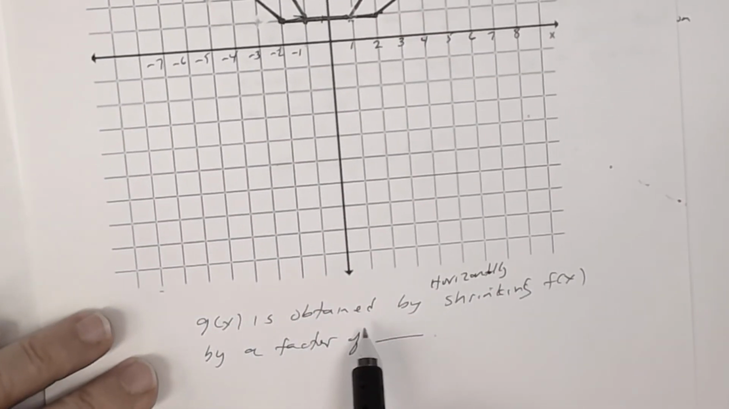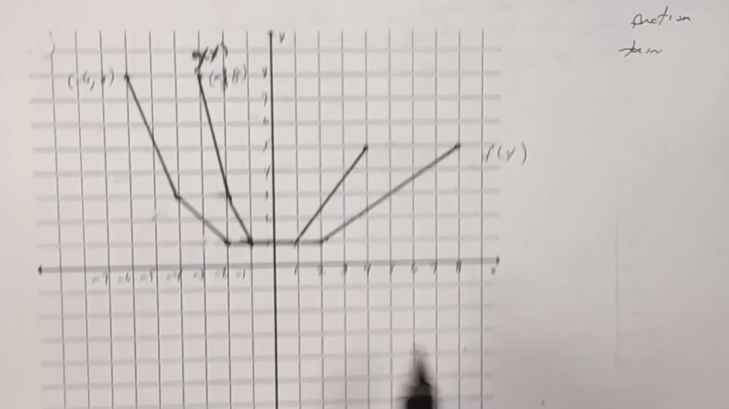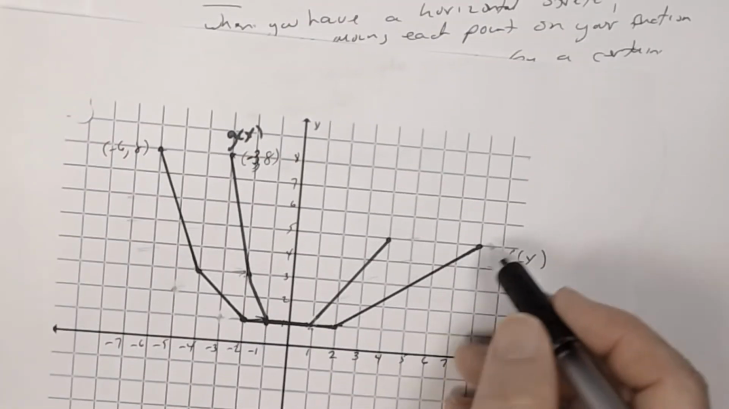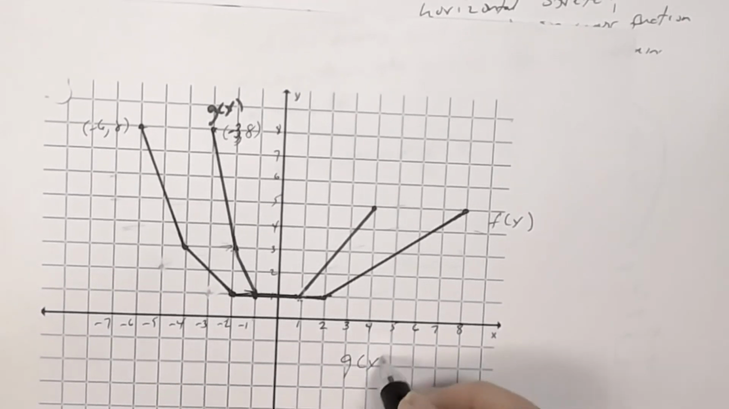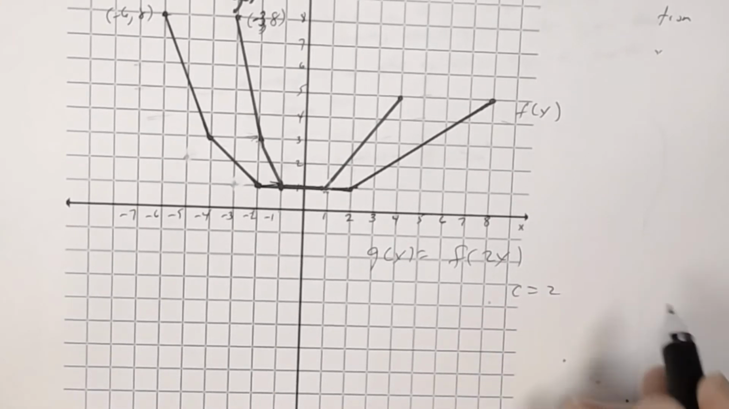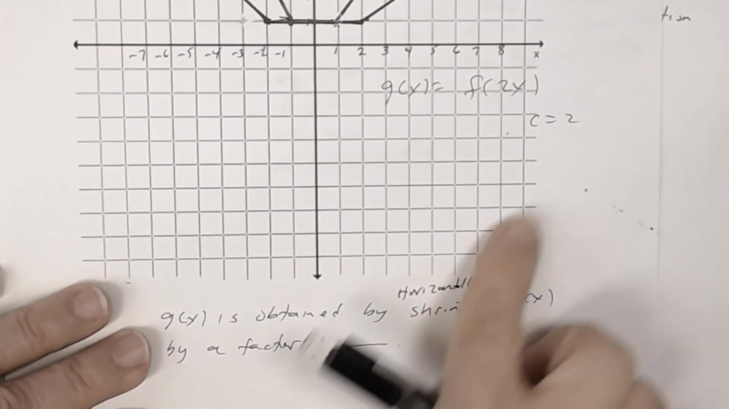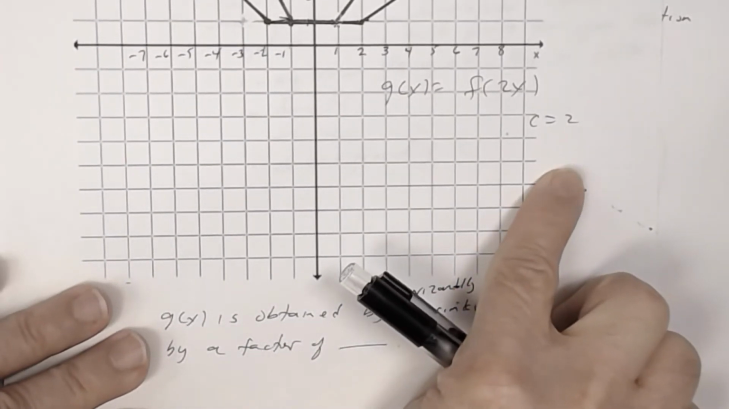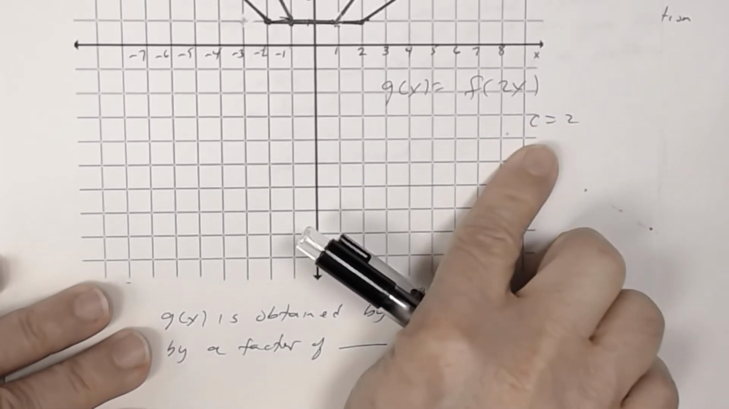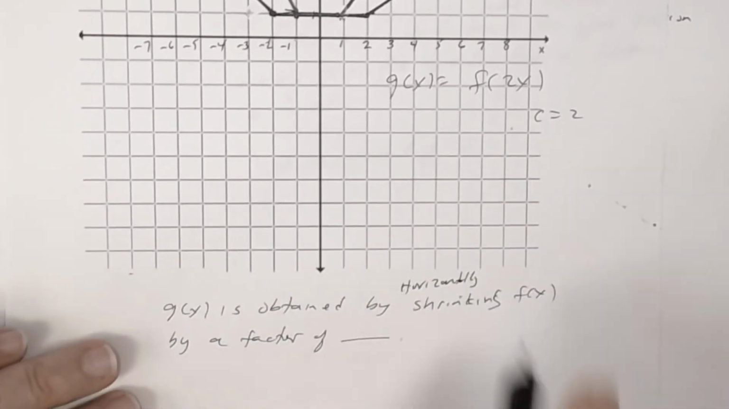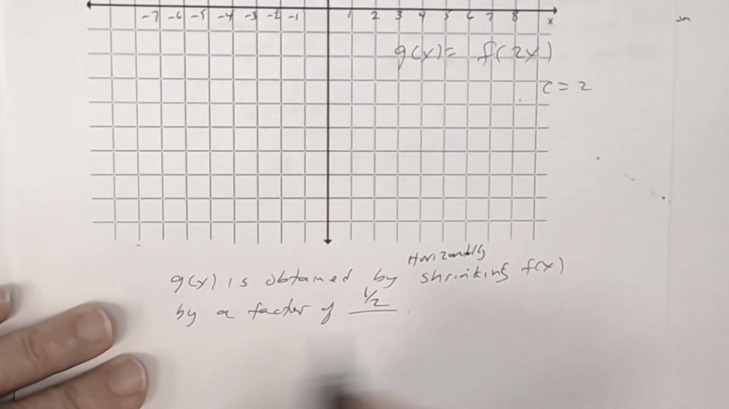So if I go back over here, g of x is obtained by horizontally shrinking f of x by a factor of, so remember, g of x is f of 2x. And remember, c is 2. So do I say by a factor of 2? No, you don't say by a factor of 2. You say by a factor of that reciprocal. What's the reciprocal of 2? The reciprocal of 2 is 1/2.